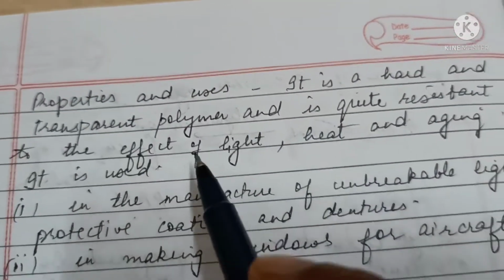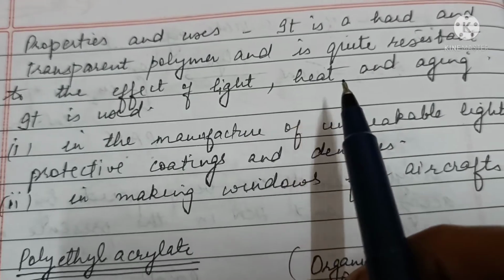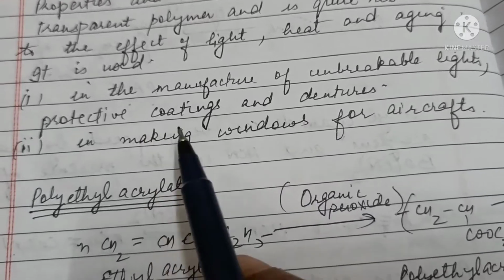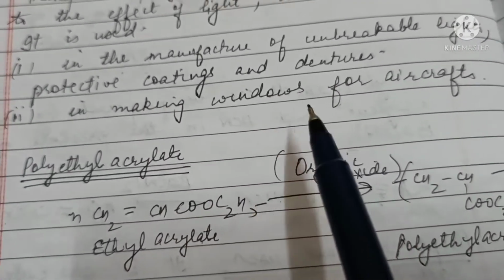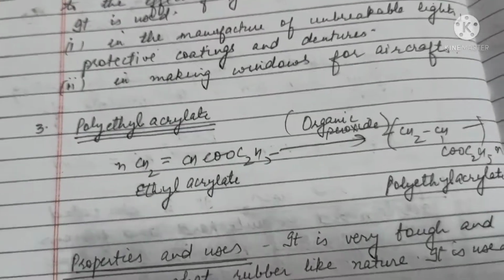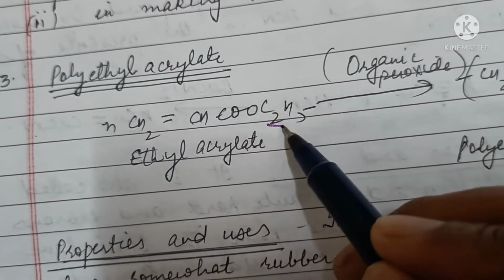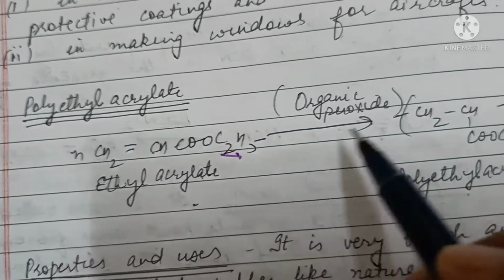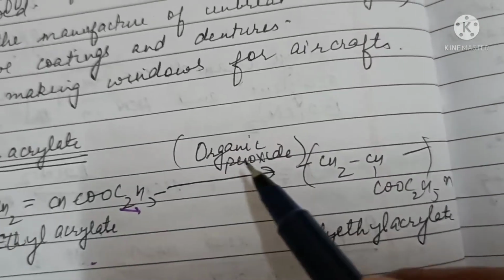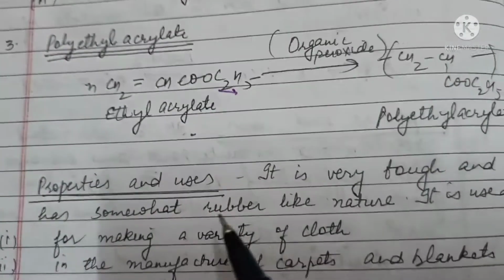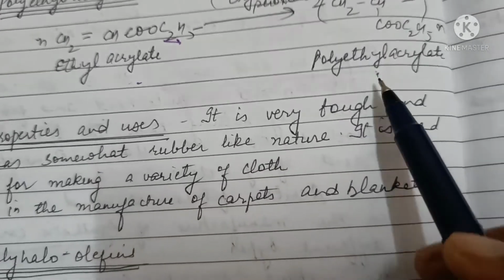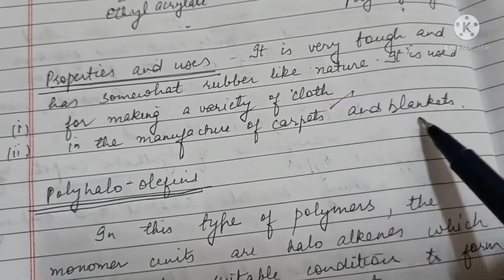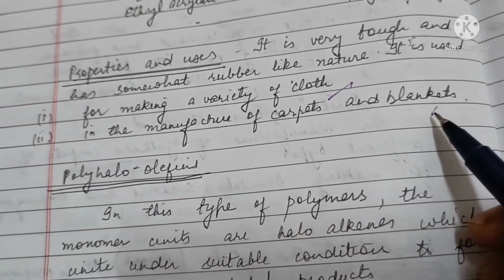It is a hard and transparent polymer and resistant to the effect of light, heat and aging. So it's used in the manufacture of unbreakable lights, protective coatings and dentures. It's also used in making windows for aircraft. Similarly, if the ethyl ester, that is ethyl acrylate, is used as monomer for polyethyl acrylate in presence of organic peroxide, this polymer is formed. It is very tough and somewhat rubber-like in nature and is used for making a variety of cloth and in manufacture of carpets and blankets.